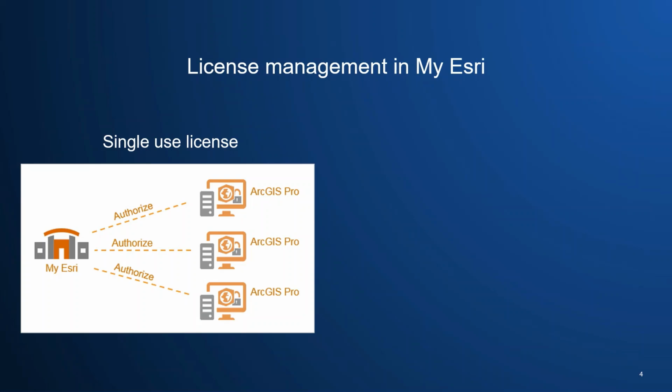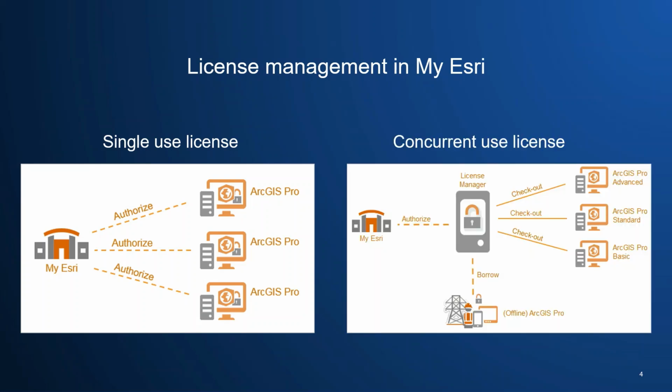In the case of a single-use license, that code or file was then shared with a colleague who then used it to authorize the software on his or her computer. In the case of a concurrent use license, the license code or license file was used in ArcGIS License Manager on a central server. Once this was done, other colleagues could connect to this server and use a license from the License Manager.